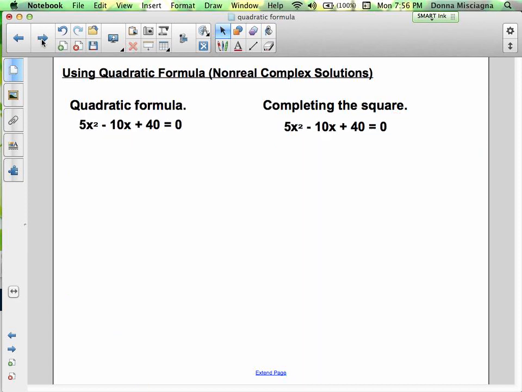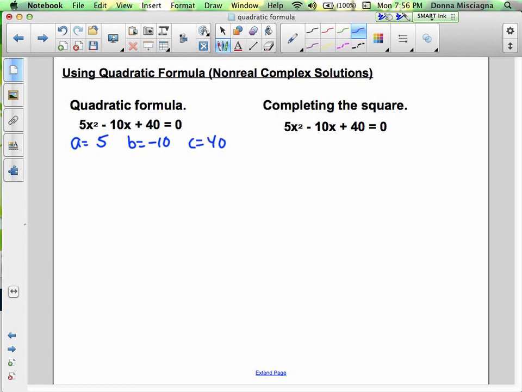Now I've got a coefficient. Which one's easier? It depends what the coefficient is. In this case, everything is divisible by 5. Let's take a look at the quadratic formula first. A is 5, B is negative 10, C is 40.